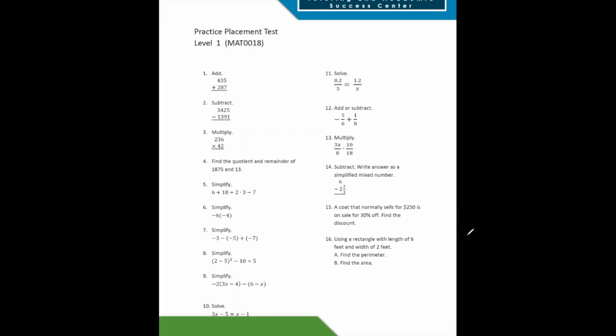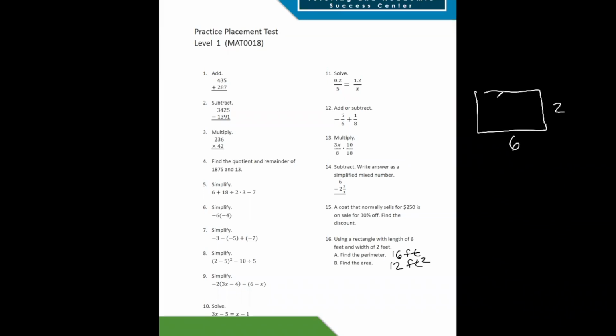For number 16, using a rectangle with a length of 6 feet and a width of 2, we're going to find the perimeter and the area. So the perimeter, the correct answer is 16 feet. And for your area, the correct answer is 12 feet squared. We get that by first drawing a rectangle. And my pen just stopped working, so let's try that again. It tells me that the length is 6 and the width is 2.